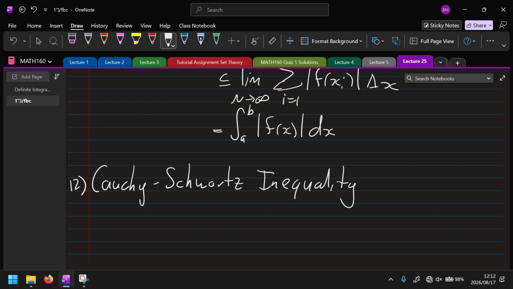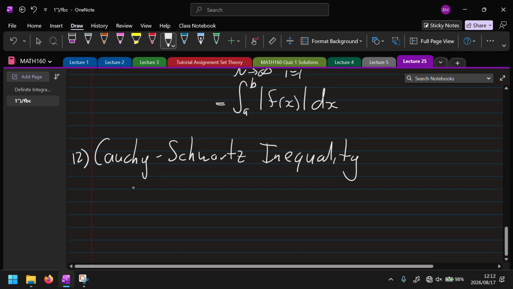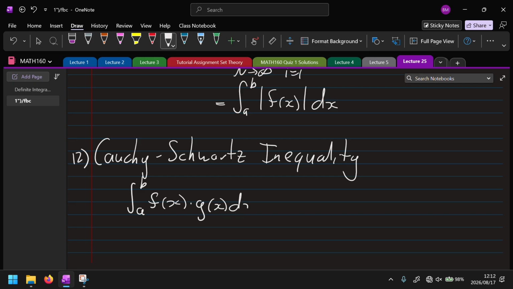Yep. So again, there's no proof for this one, but you still need to know it. So here we have the integral from a to b of f of x times g of x. Remember those properties we had before? We had the sum of f and g, the difference of f and g, some constant times f, all of that. And now we have a product.